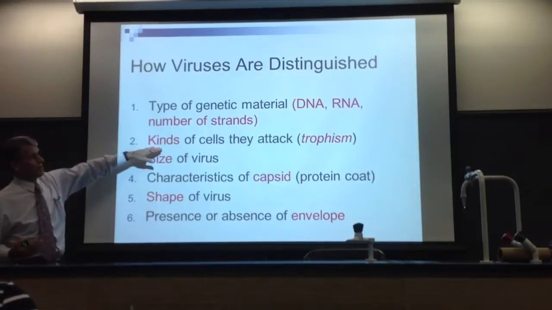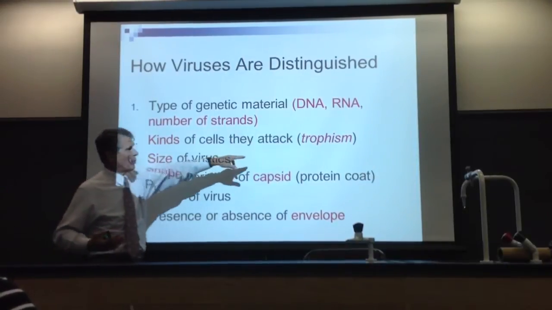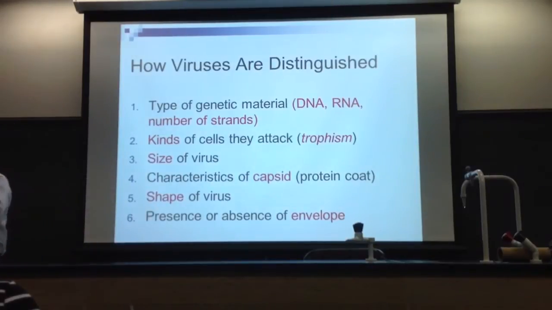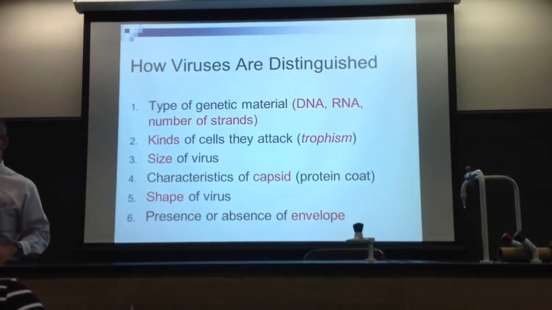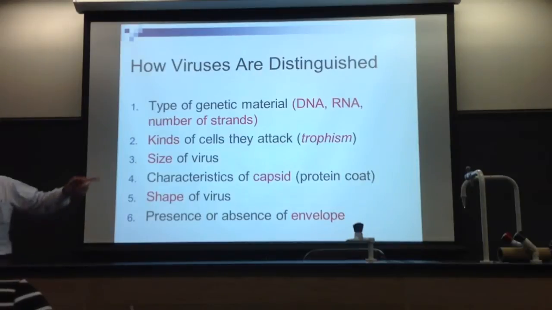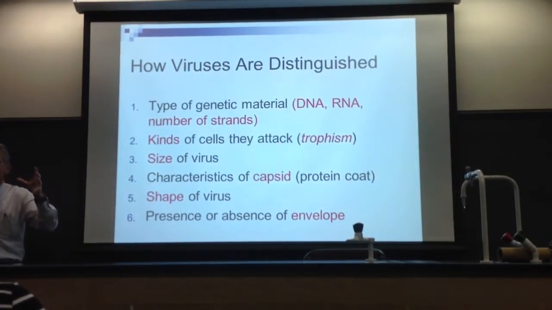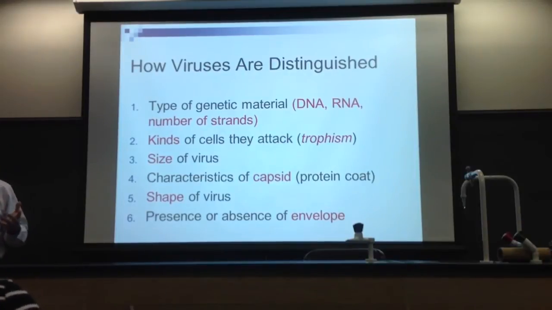The kinds of cells that they attack, and I mentioned this before, the term for that attractiveness, a hepatitis virus for a liver cell, an influenza virus for the ciliated epithelium of the respiratory tree, that's called a tropism. Tropism. It attracts, if you will, this virus to this particular tissue.